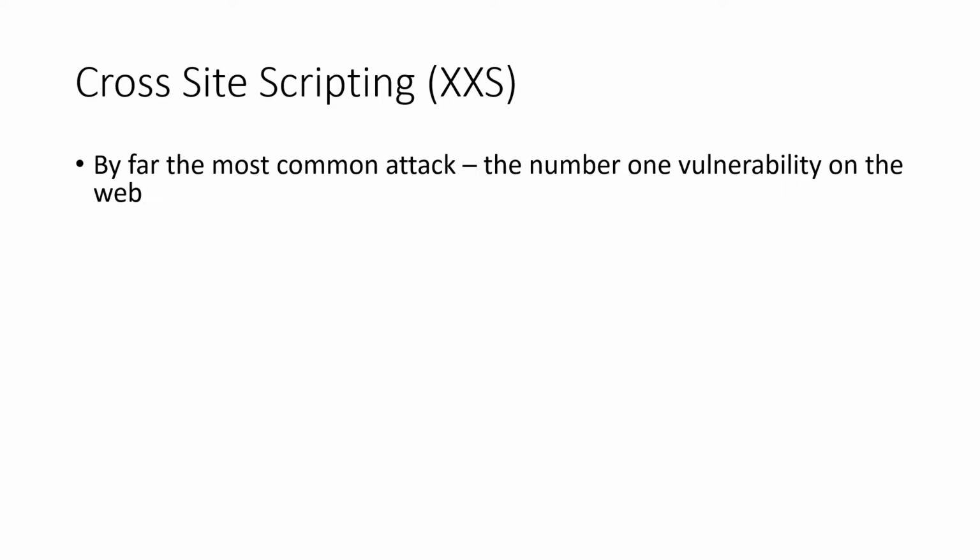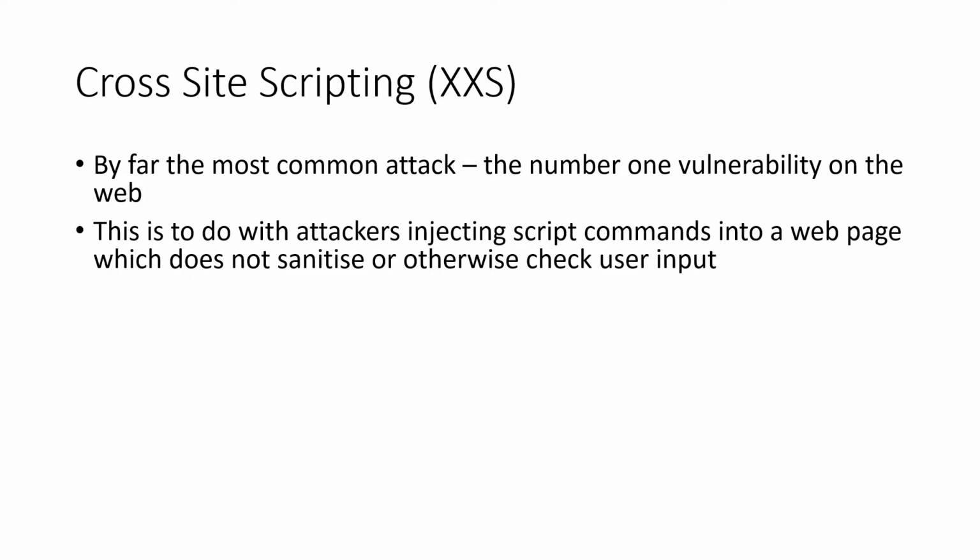So the first one I want to talk about is cross-site scripting, which is probably the most common attack, and is by far the number one vulnerability on the web. What it's to do with is, if you have a dynamic web application, at some point you're taking user input and you're going to be displaying that on the web page. So this user input will be put into the HTML somewhere. And if you don't check that input, if you don't sanitize it, then it's possible that an attacker could put a payload in there, which is something like a JavaScript script or some kind of malicious form or something like that, which will do something bad.